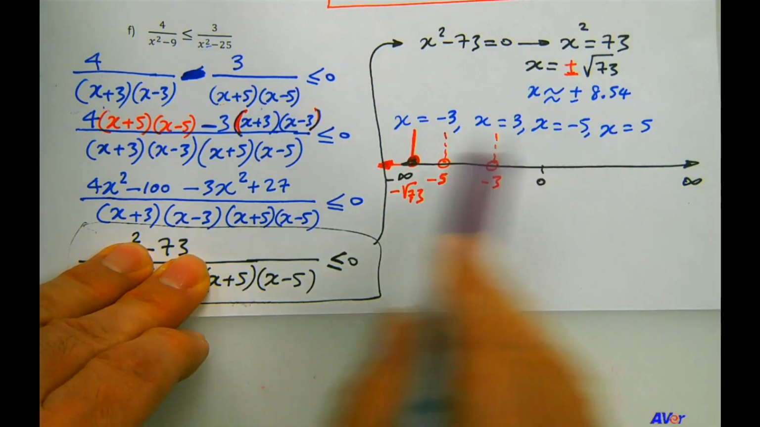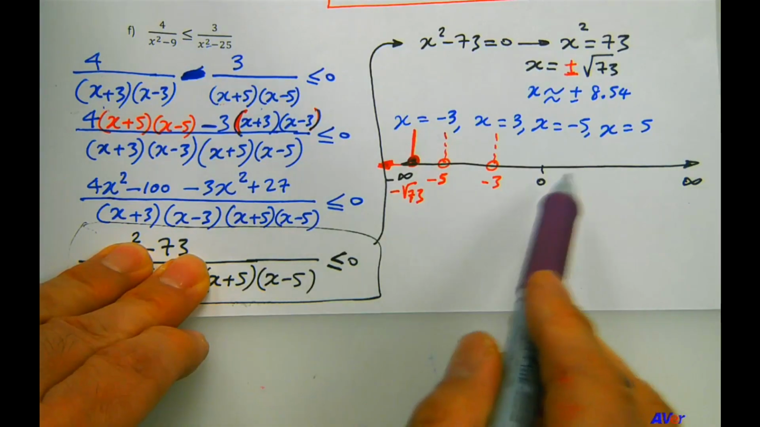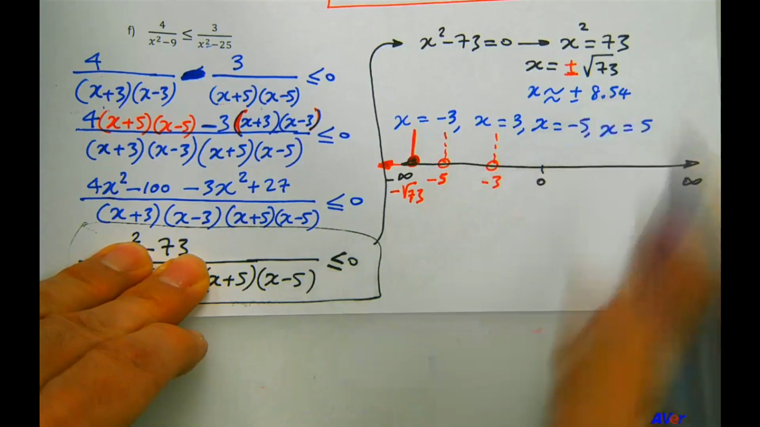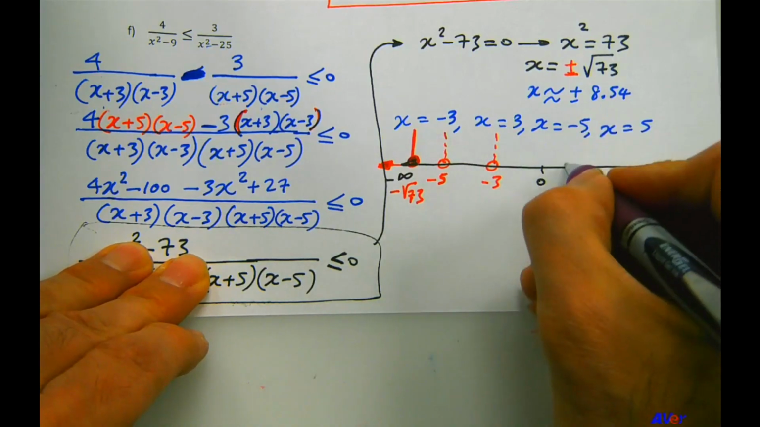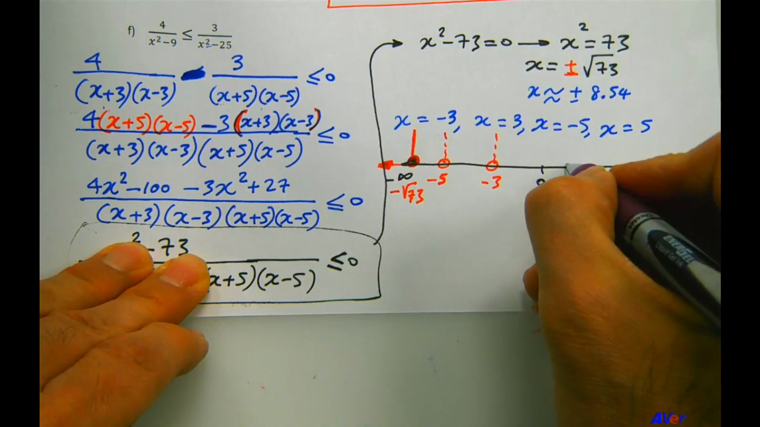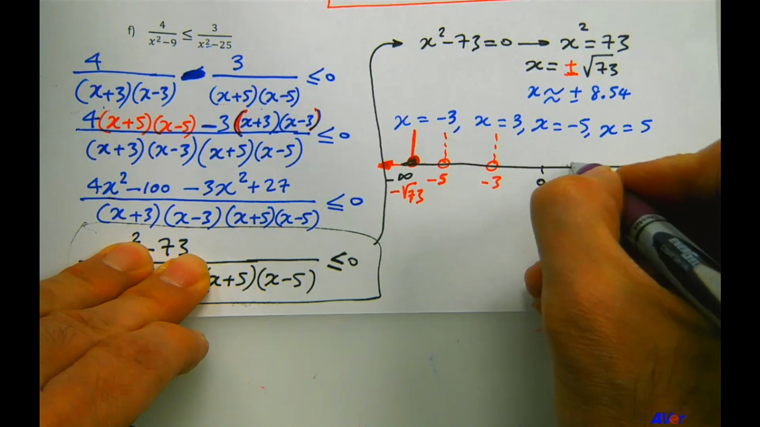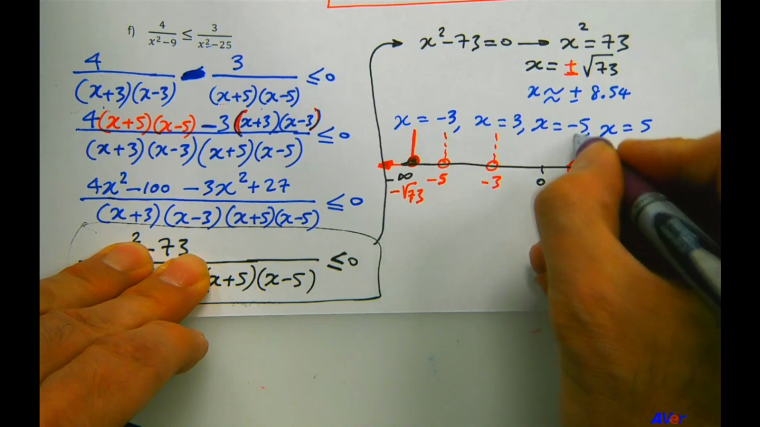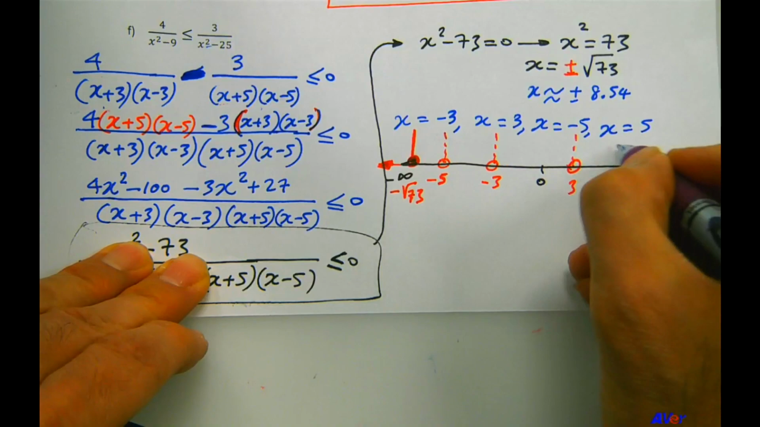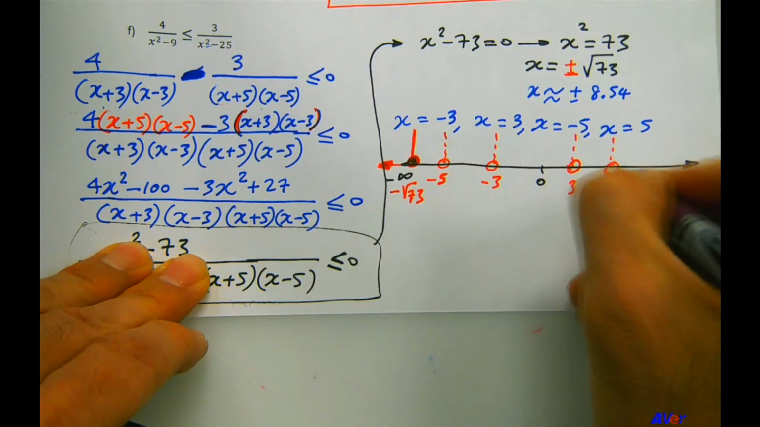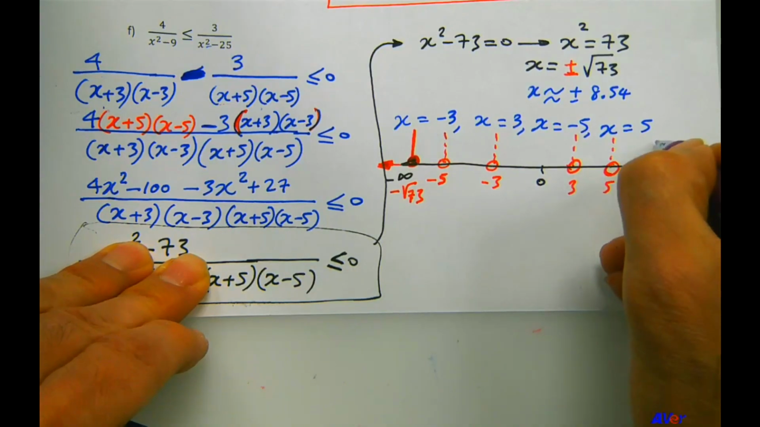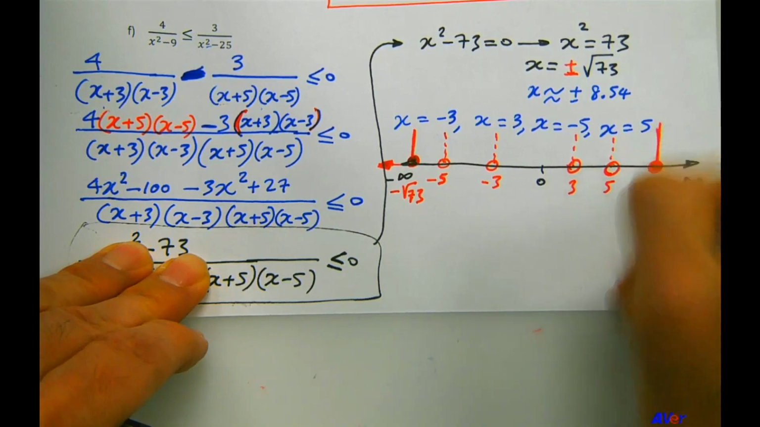So then negative 5, negative 3, what else? And 3 and 5, and positive 8.5, right? So we have the positive 3, positive 5, and the positive square root of 73.